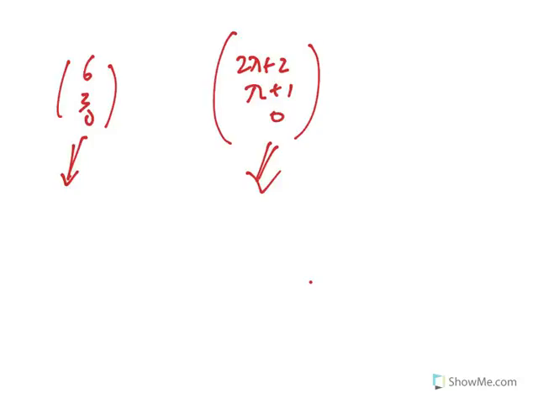Factorize. You want to factorize? Lambda plus... okay, so here I can take out lambda plus 1. What do I have here? 210. Very good. What about the right hand side then? Times 3.